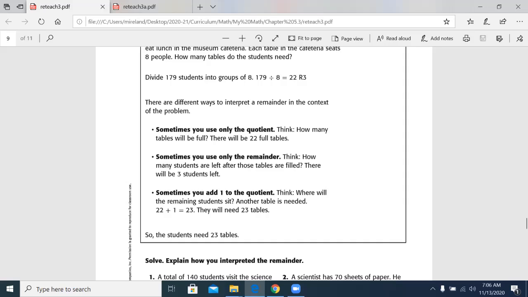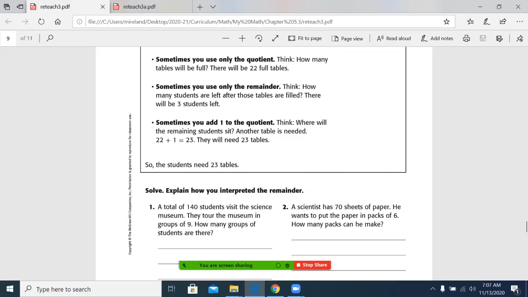Sometimes we add 1 to the quotient. Where will the remaining students sit? We're going to need another table. So you need to contact the museum and their maintenance staff to bring us a 23rd table. And that's how we're going to interpret the remainder. Now those 3 students are no longer standing up, spilling their food on the floor and on their clothing, being embarrassed because it landed in their lap, and hiding in the bathroom for the remainder of the science field trip. And everyone smiles. Smile. You know you just smiled because you're not that student who's wearing their food. So that's going to be the goal.